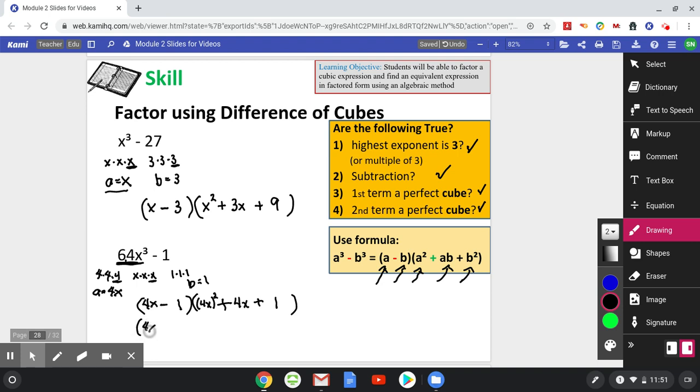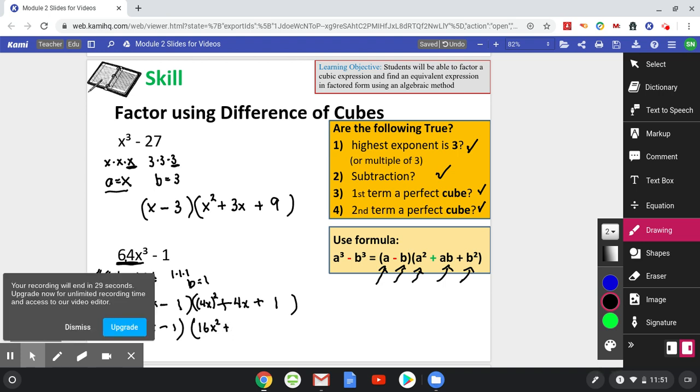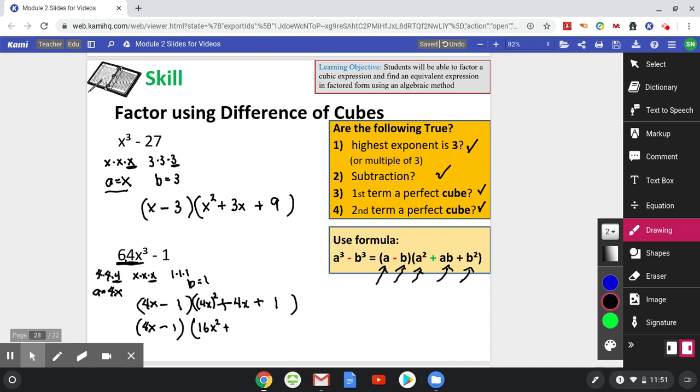Let's bring down the first parentheses, the exact same thing we have. Now let's take a look at the first term. If we have (4x) squared, that means that we have to square the 4 and the x. So 4 squared is 16. X squared is just x squared. The rest of the problem comes down the exact same thing. Plus 4x plus 1, and that would be it.